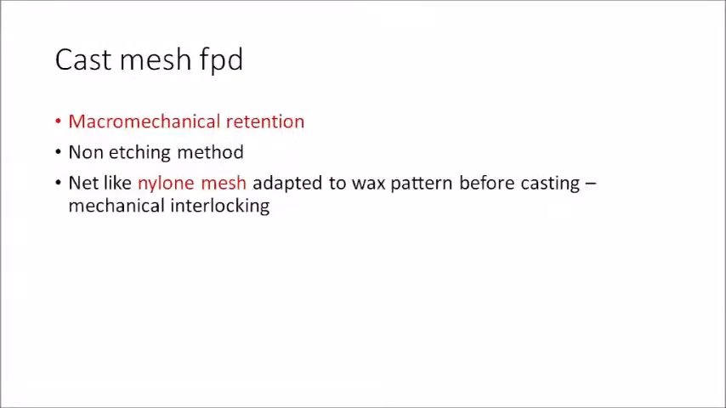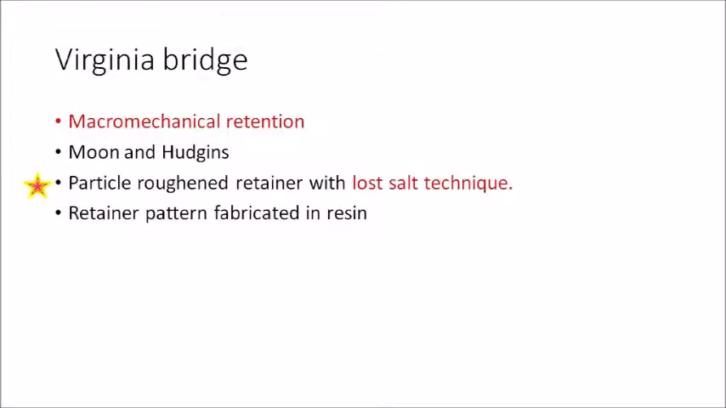The next type is the cast mesh FPD. Here there is no etching. Instead we have macromechanical retention. So how is this achieved? Once the wax pattern for the retainer is fabricated, we will adapt a nylon mesh inside the tissue surface of the retainer. So this provides mechanical interlocking for the FPD. Because of this mesh, the cement can get a mechanical bonding with the retainer, and that's how it is retained. The last type of resin bonded FPD is the Virginia bridge.